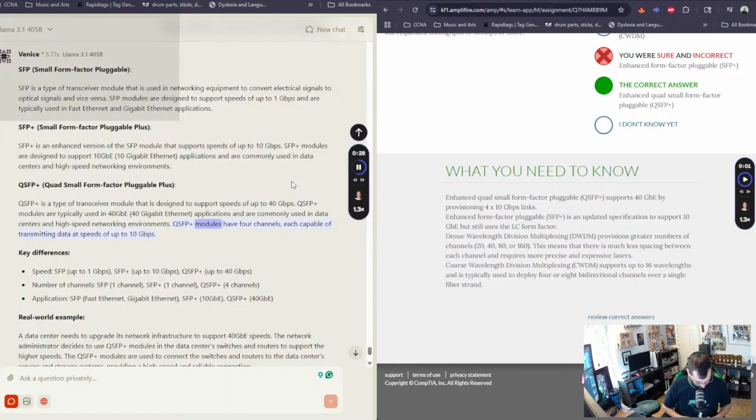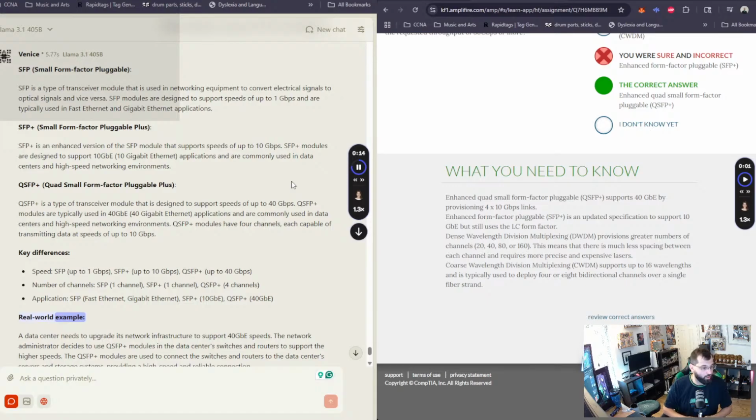QSFP Plus modules have 4 channels, each capable of transmitting data at speeds of up to 10 gigabits per second. Key differences: speed, SFP up to 1 gigabit per second, SFP Plus up to 10 gigabits per second, QSFP Plus up to 40 gigabits per second. Number of channels, SFP, 1 channel, SFP Plus 1 channel, QSFP Plus 4 channels. Application, SFP Fast Ethernet, Gigabit Ethernet, SFP Plus 10 GBE, QSFP Plus 40 GBE.